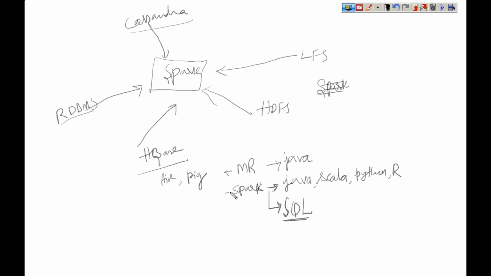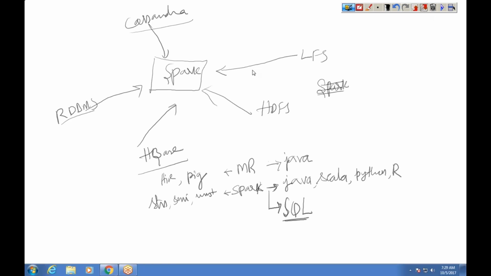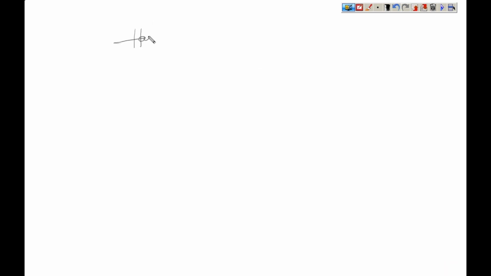And what type of data can you process by Spark? Structured, semi-structured, as well as unstructured. These three varieties of data can be processed by using Spark. We can use SQL also. So this is the introduction to Hadoop, HDFS, MapReduce, and Spark. This is just a brief introduction. In our course, we are going to discuss all these components, the entire Hadoop.